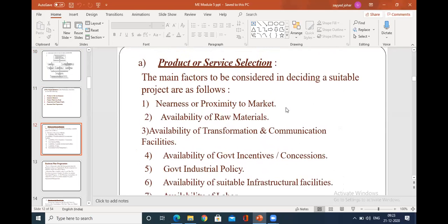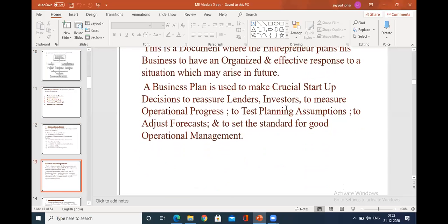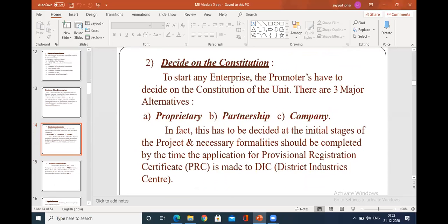What is the second point? Decide on the constitution. What is the meaning of decide on the constitution? To start any enterprise, the promoters have to decide the constitution of the unit. There are three major alternatives: cooperative, partnership, and the company.